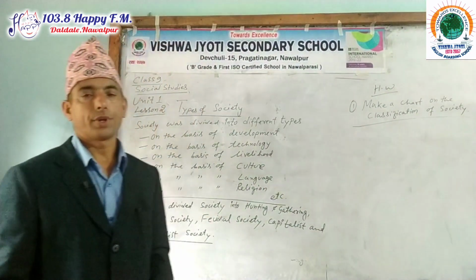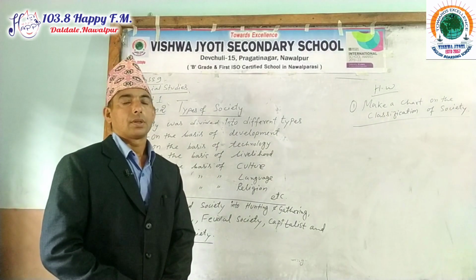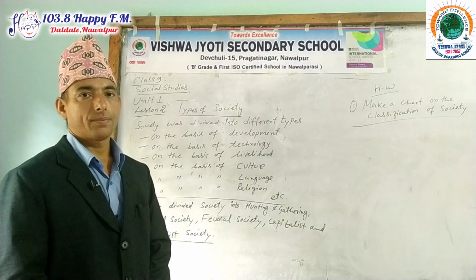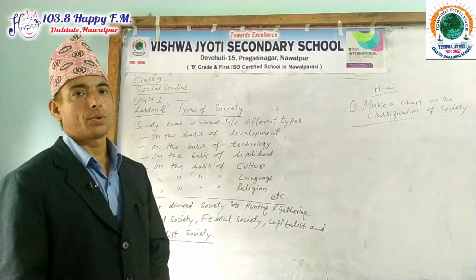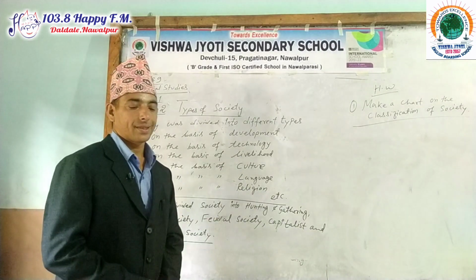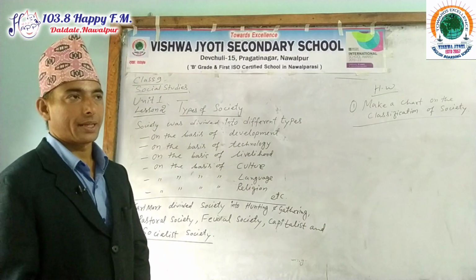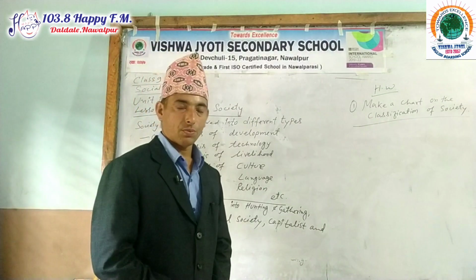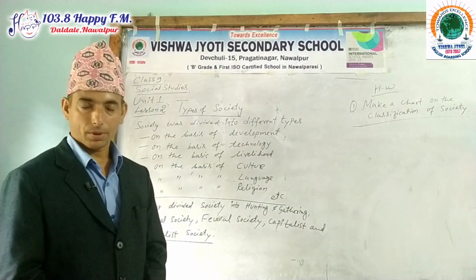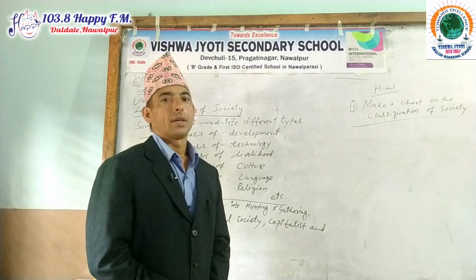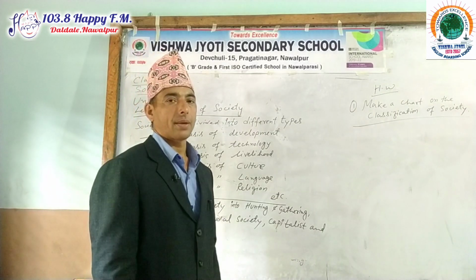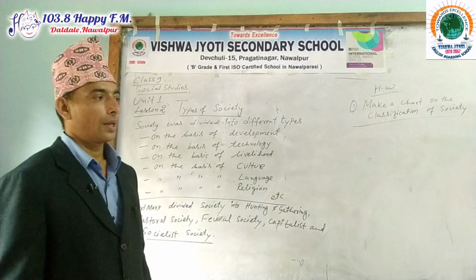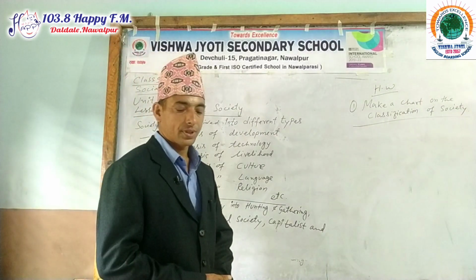So today I am going to teach class 9 Social Unit 1 Lesson 2, and it contains types of society. In Unit 1 Lesson 1 we have discussed the concept of development. Today we are discussing different types of society. Let's proceed ahead.